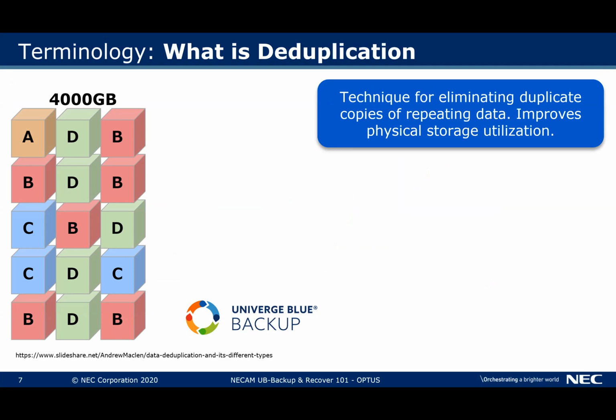Okay, let's move on to the next terminology, which is deduplication. This is a technique that is used to eliminate duplicate copies of repeating data. The important aspect is that it improves physical storage utilization. Now, it's not so important if you were thinking about online data, not backups. But when you think about backups, you're having multiple copies with a lot of the same data in them. And it's very important that you look at how that data is structured so you can reduce the physical aspects of it.